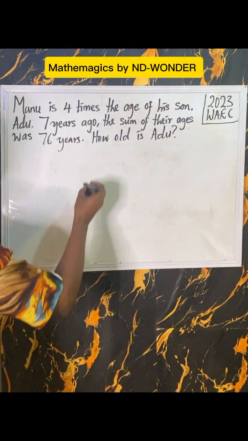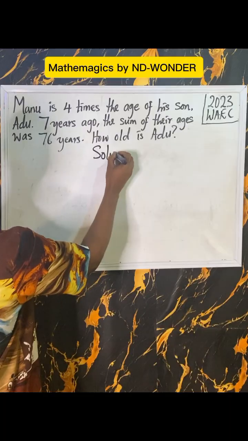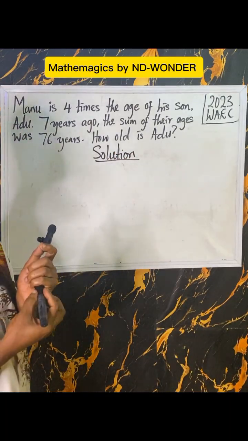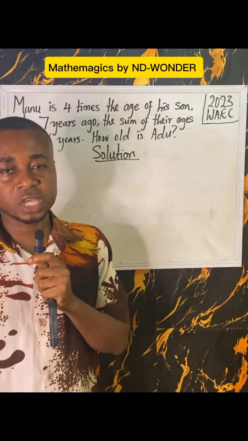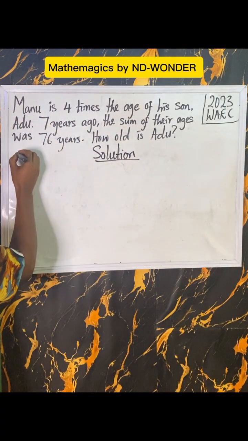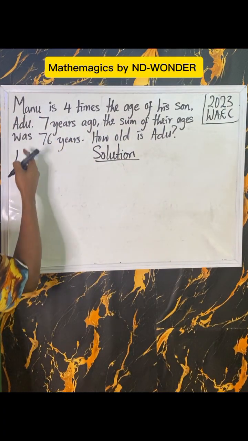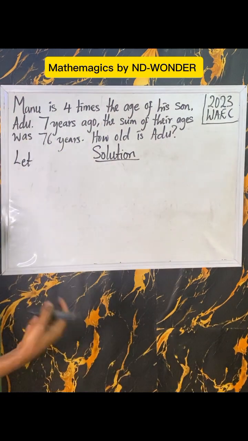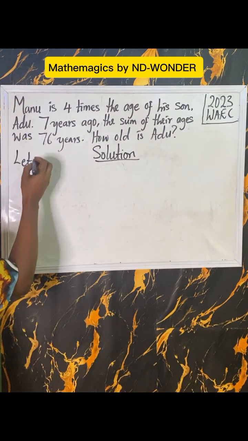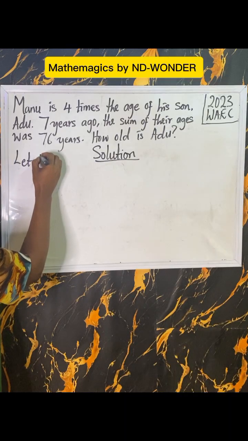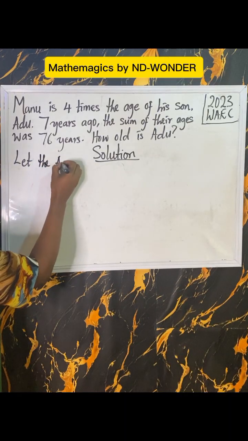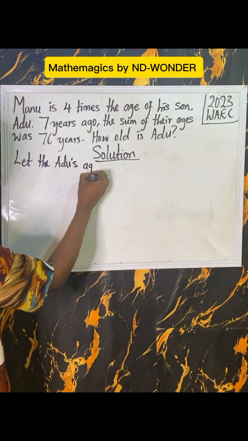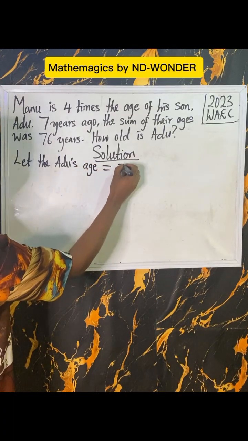So the first thing I need to do is to denote the age of the son by X. So we can say, let Adu's age, Adu is the son. Is it Adu or Adu? So let the Adu's age be X.